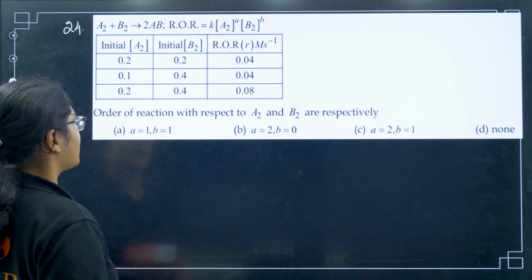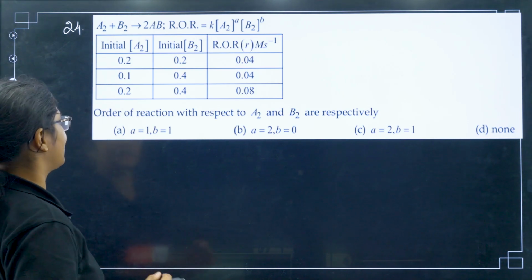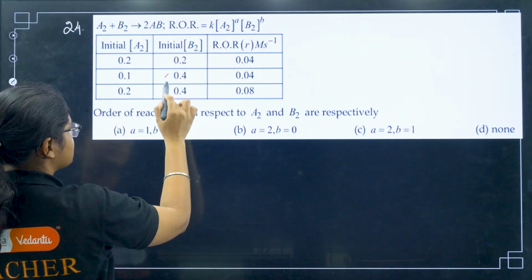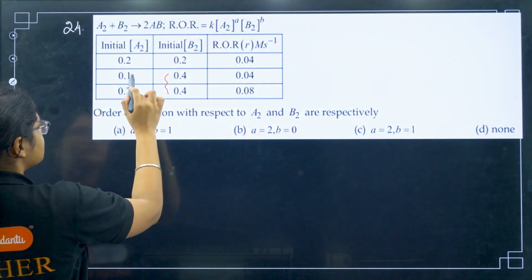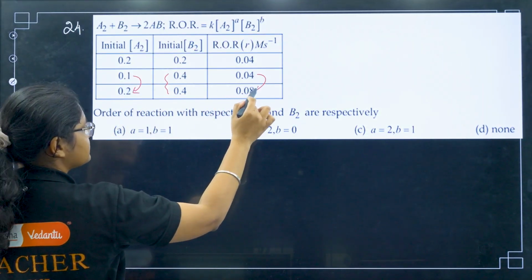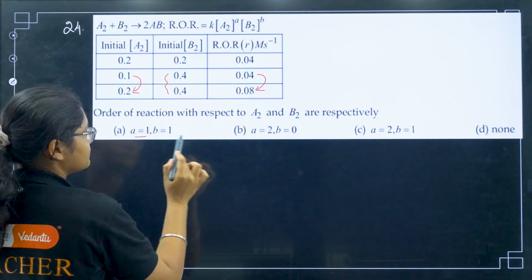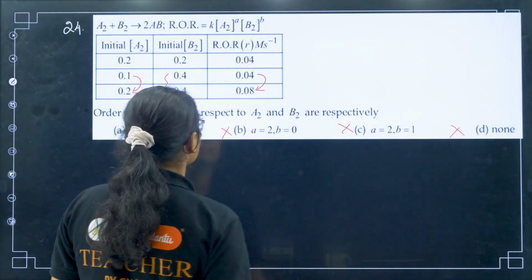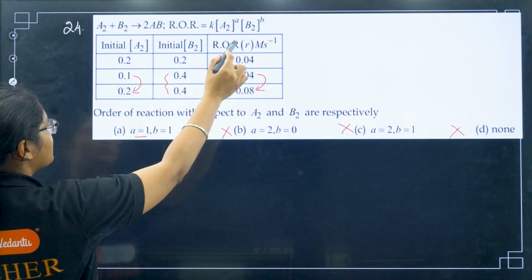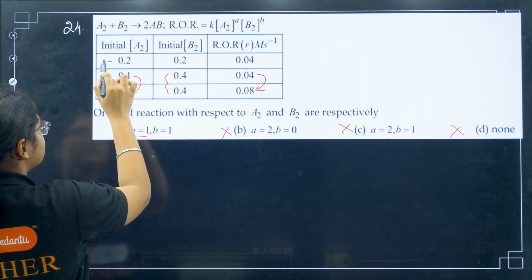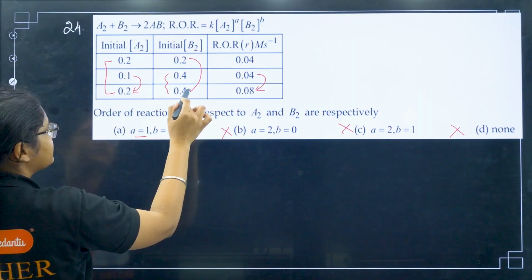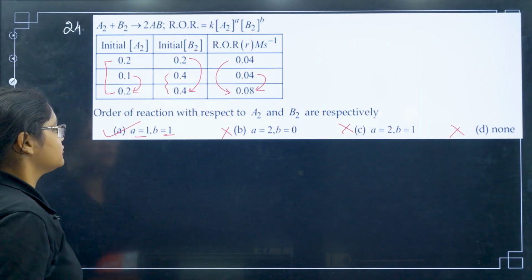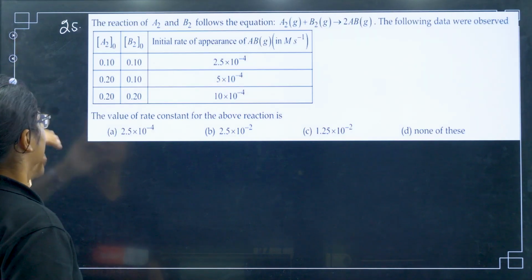Okay, next again we have to predict the order of the reaction. So let us see first with respect to A2. B2 should be constant. I will consider these two reactions. So A2 concentration is doubling, rate is also doubling. So A equal to 1. So I have only one option with A equal to 1. Okay. Next if you see B, means I want to keep A2 constant. So these two I have to keep constant, and here you see this is doubling. So this one will also double. So with respect to B also it is 1. So first order, option number A.